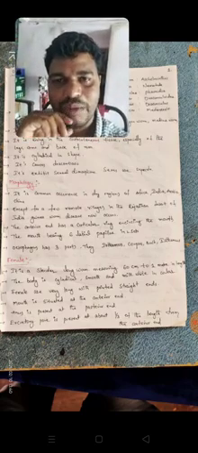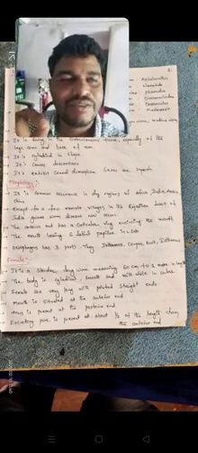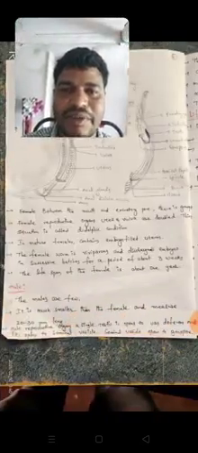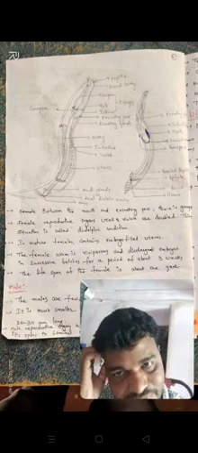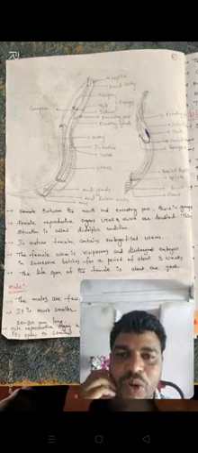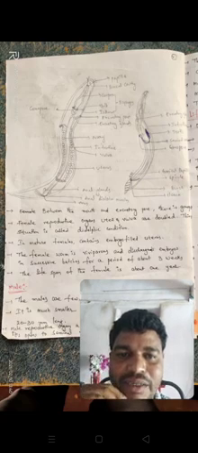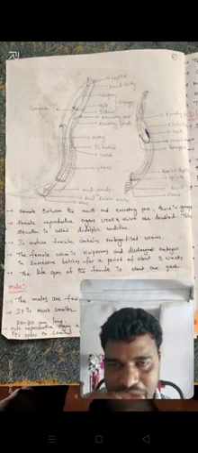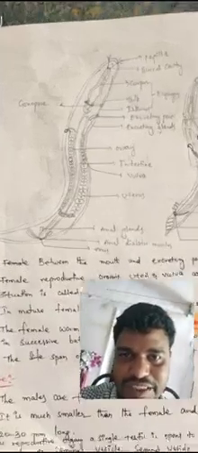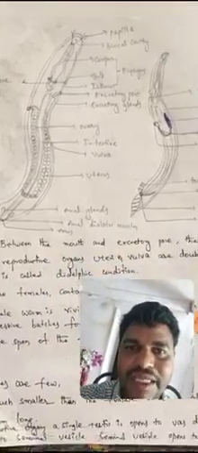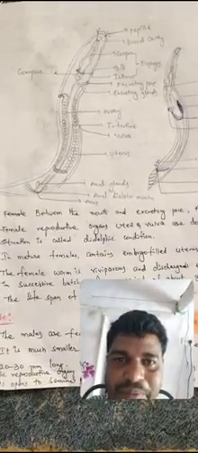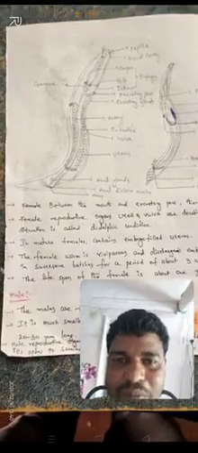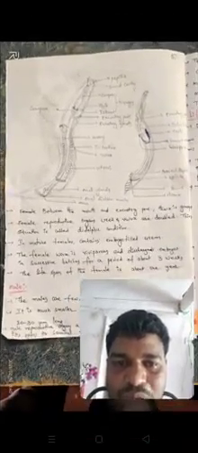The excretory pore is present at about 1/3 of the length of the body. Between the mouth and the excretory pore there is a gonopore. I am sharing one diagram here. The first one is the female and the second one is the male. Here, between the mouth and excretory pore, there is a gonopore.